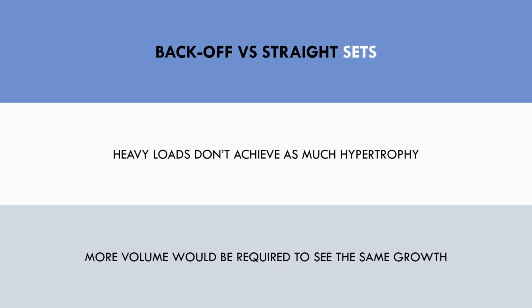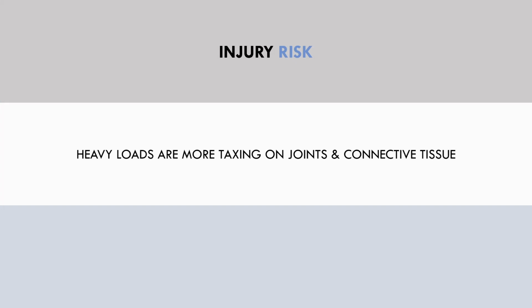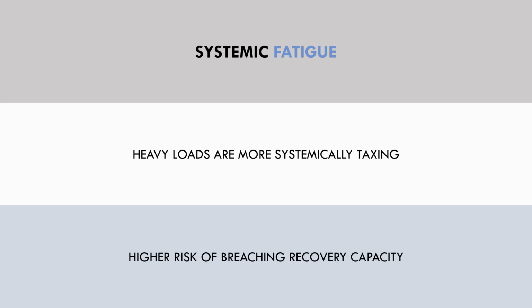Therefore, trainees can run into 2 primary issues with this. The first is that heavy loads are more taxing on the joints and connective tissue than lighter loads. This means that if we perform multiple sets with heavy loads, we increase the risk of injury in the relevant joints. The second issue is that heavier loads are generally more systemically taxing than lighter loads. This means that if we perform too many sets of heavy loads, we may breach our systemic recovery ability and need to reduce volume. But because we need more volume for muscle growth, we therefore won't achieve maximal gains.